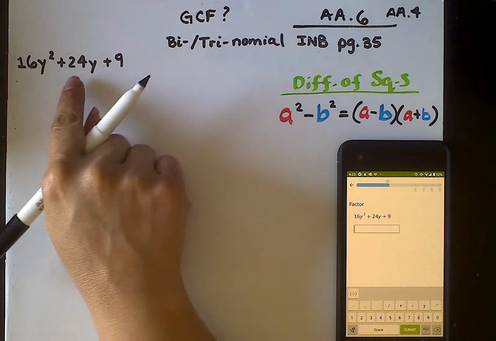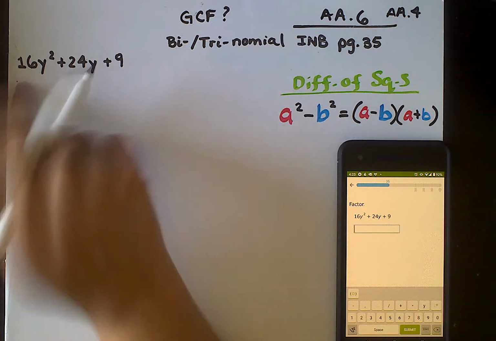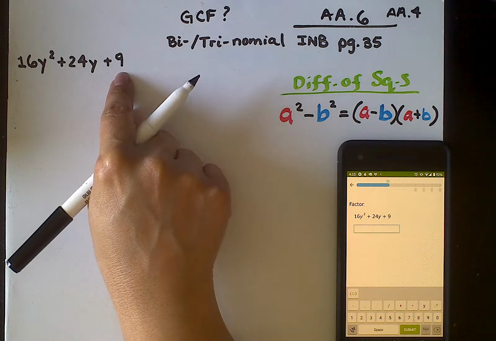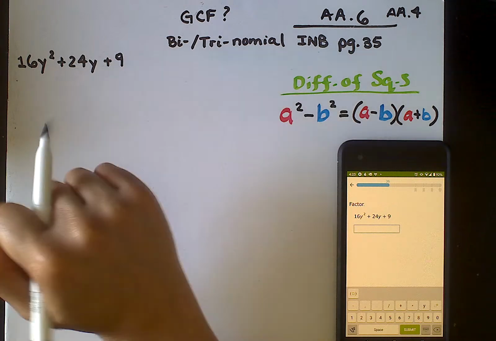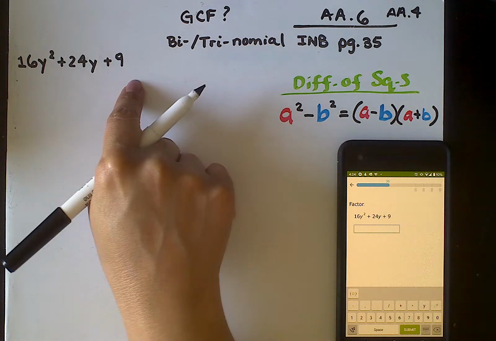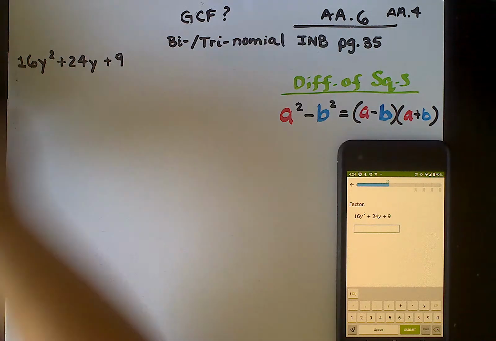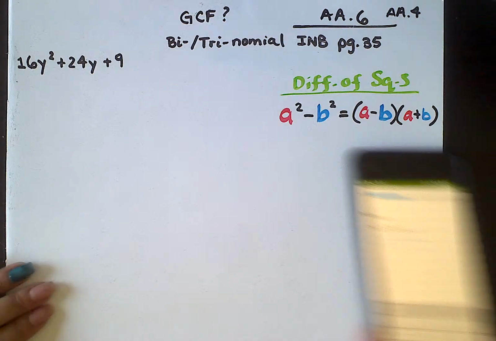Now, 24 and 16 both have a 4 in common. Then I have this odd number, 9. It is not divisible by 4. And because it's odd, it's also not divisible by 2. So I would have to say no. There is no GCF, which kind of sucks. But hey, let's go ahead and keep moving forward.